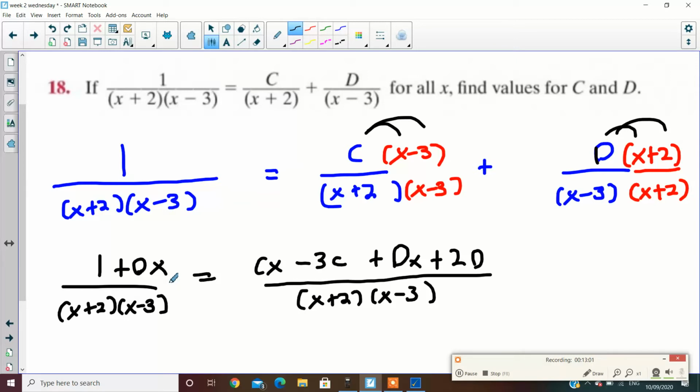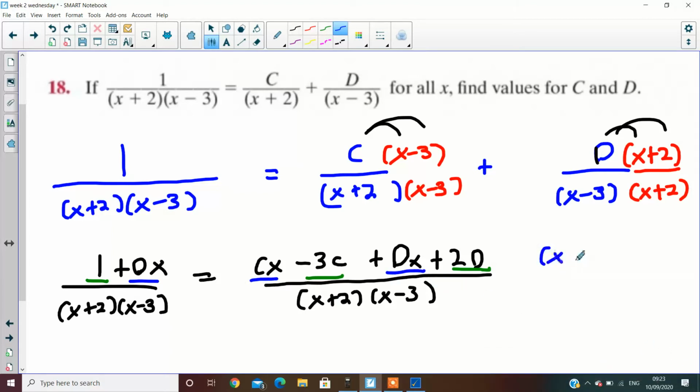Because 0x doesn't exist, all right? And then what you do is you pair off the tops. You have green 1 equals minus 3c plus 2d, and then the other part is 0x equals cx plus dx. So what you have down here is cx plus dx equals 0x, which implies c plus d equals 0.